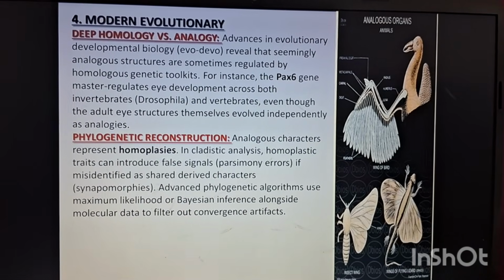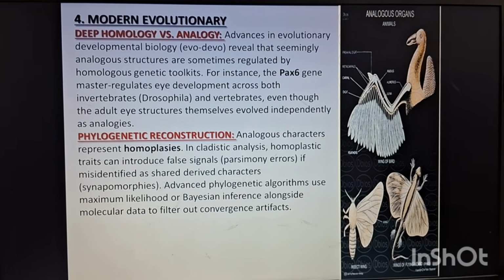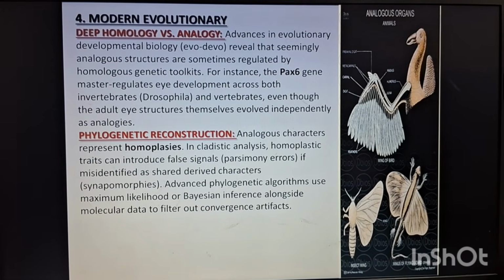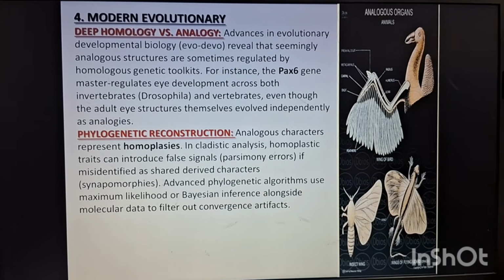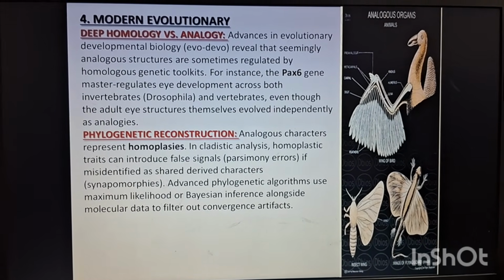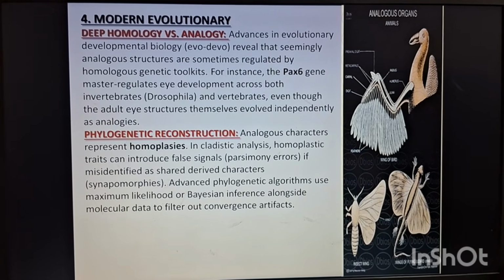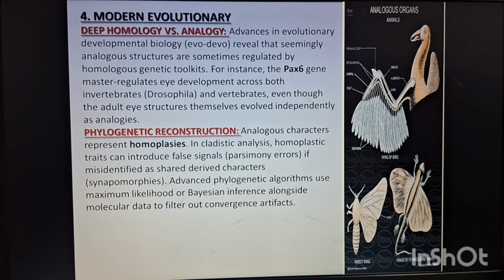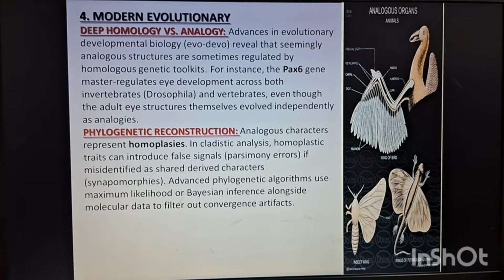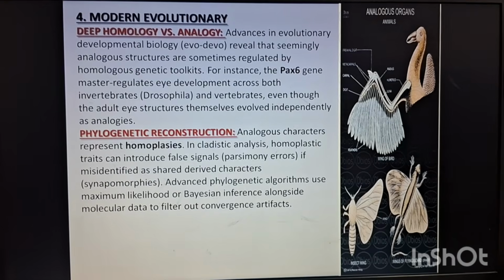Next, modern evolutionary concept in analogous organ. First is deep homology versus analogy. Advances in evolutionary developmental biology, that is evo-devo, reveal that seemingly analogous structures are sometimes regulated by homologous genetic toolkits. For instance, the PAX6 gene, that is the master regulator, regulates eye development across both invertebrates, that is Drosophila, and vertebrates, even though the adult eye structures themselves evolved independently as analogies.